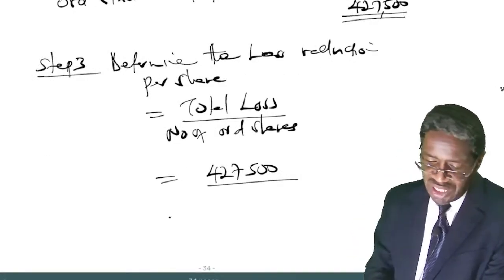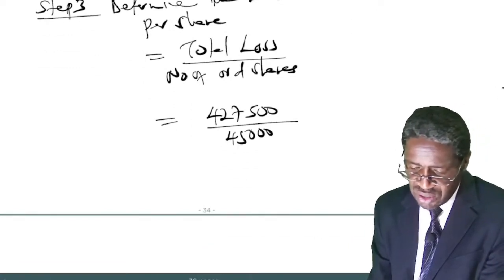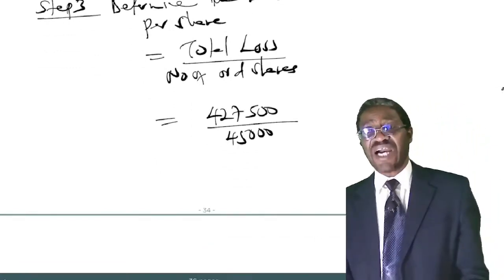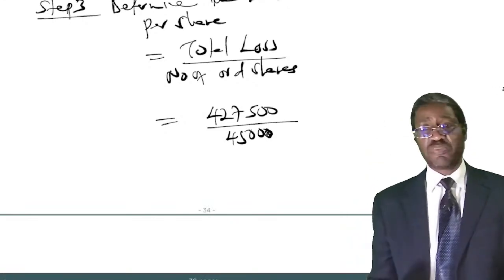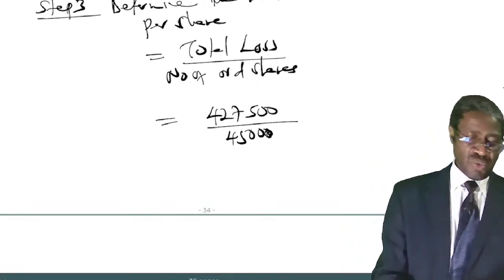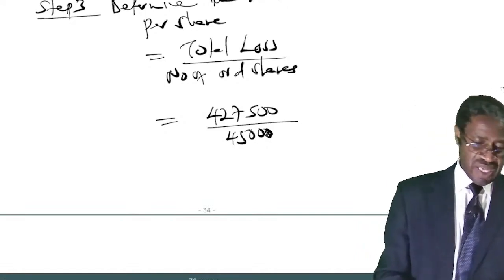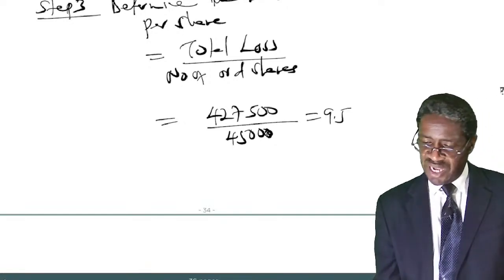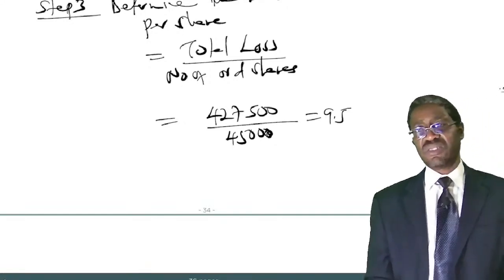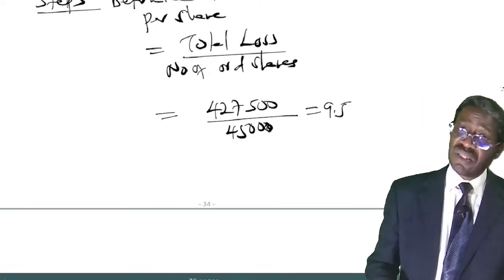Our figures are in thousands, so we just say 45,000. So how much is the loss reduction per share? Loss reduction per share. So we take that 427,500, we divide that by 45. That looks like a net of 9.5. That is 9.5. That's our step number 3.